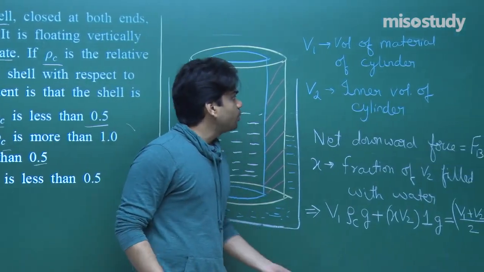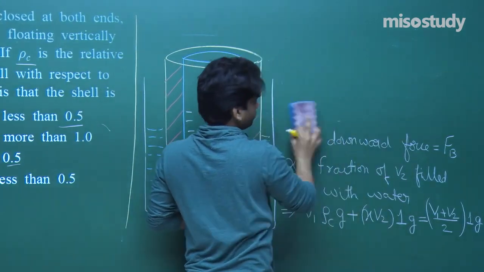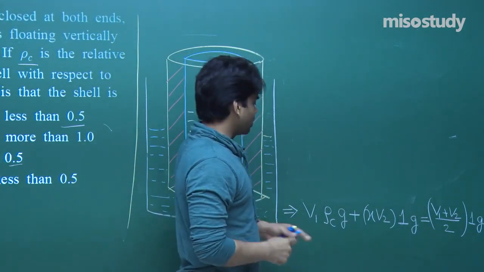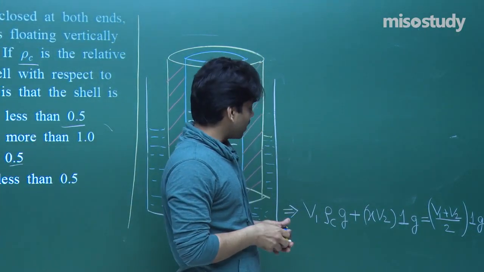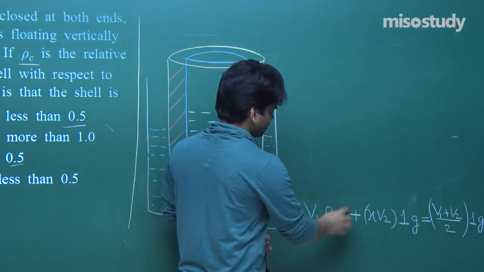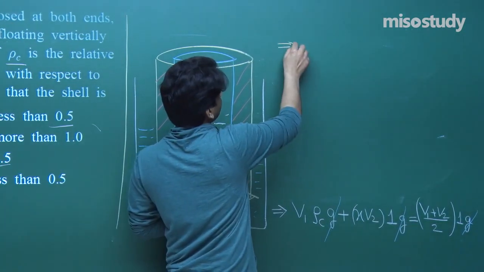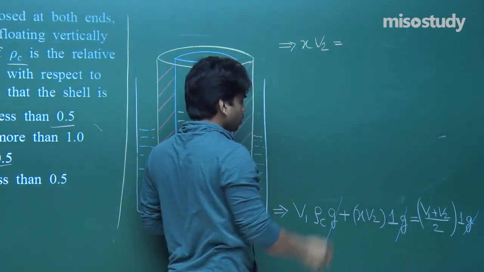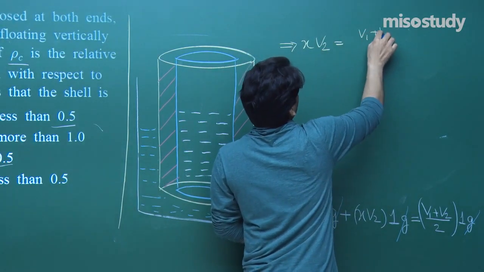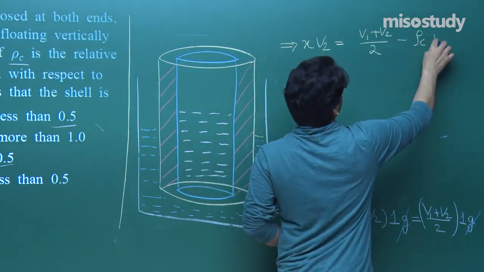What I'm going to do is rub the upper part, which I believe you would have noted down. So let me rub this part and this part also. We need only this equation. We need to comment on x. Let's go ahead and find the value of x. So x into V2 into G, and G is everywhere, so we can cancel it out. We get x into V2 is equal to V1 plus V2 by 2 minus rho c into V1.